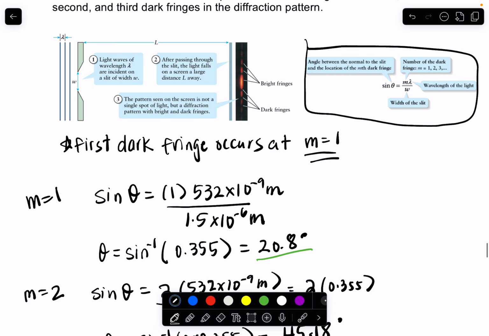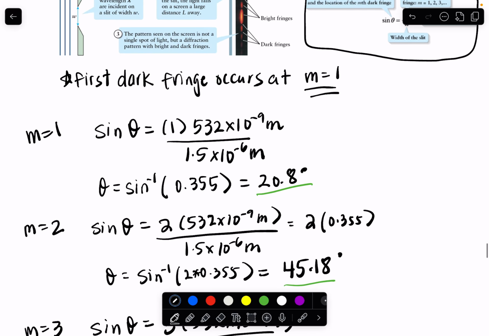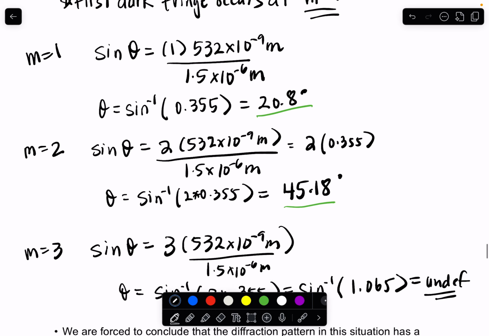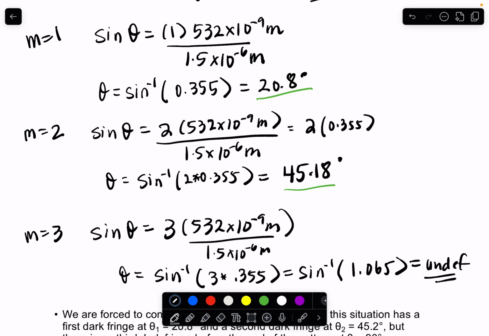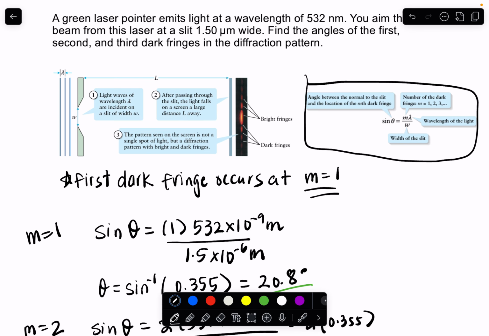We can find m equals 2 pretty easily, right? It's going to be equal to 45.18 degrees. But what about the third dark fringe? Put that in the calculator. You're going to get undefined. What does that mean? Well, what that means is that the third dark fringe is not visible on the screen, okay?